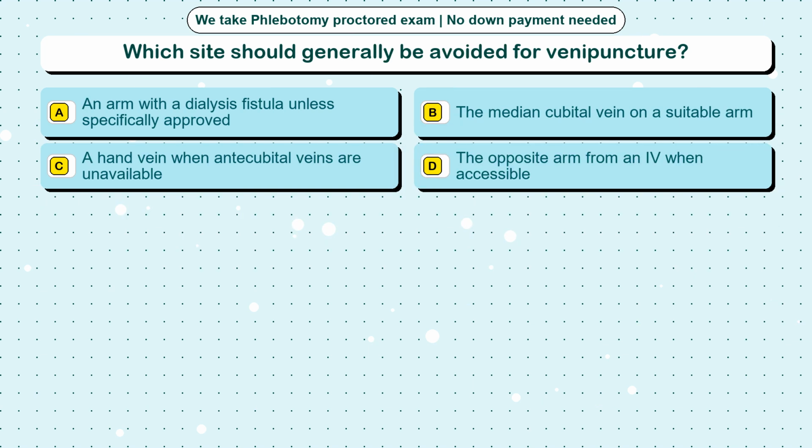Question 6. Which site should generally be avoided for venipuncture? Option A. An arm with a dialysis fistula unless specifically approved. Option B. The median cubital vein on a suitable arm. Option C. A hand vein when antecubital veins are unavailable. Option D. The opposite arm from the fistula when accessible.